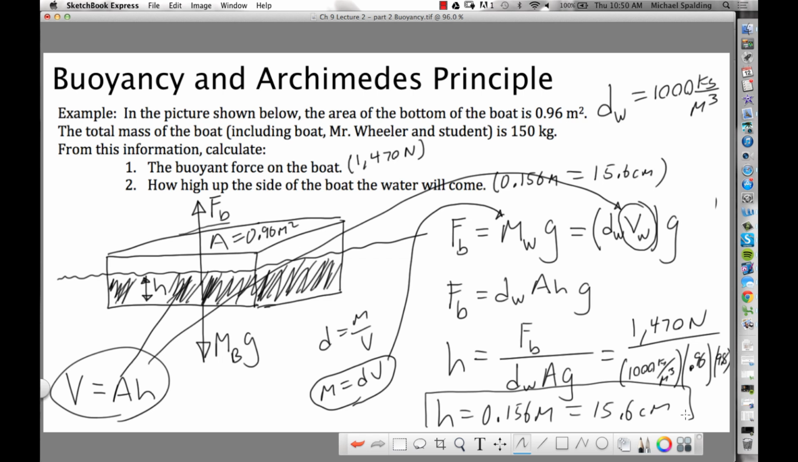It's awesome. You guys will enjoy it. You guys want to build boats? Yeah. It's Archimedes' Principle. Okay, we're done.